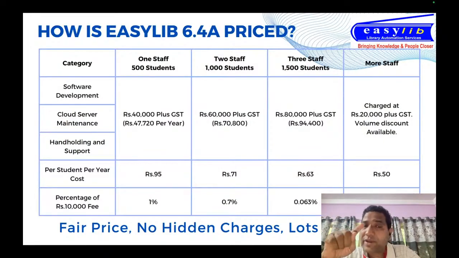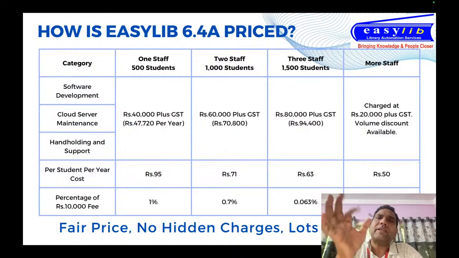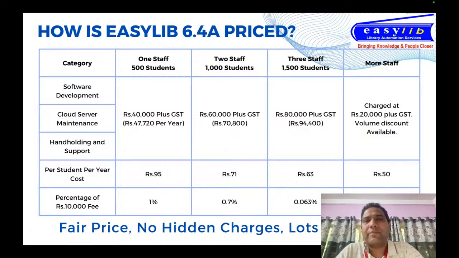So this is a fair price with no hidden charges, with lots of freebies, and this is a very predictable price that you pay. There is nothing like a hidden charge here, right? Now imagine this: if you are paying 40,000 rupees for Easylib software and you have 500 students, what is the cost per student? It comes to rupees 95. Imagine a college charging only 10,000 per year as fee. How much is it?